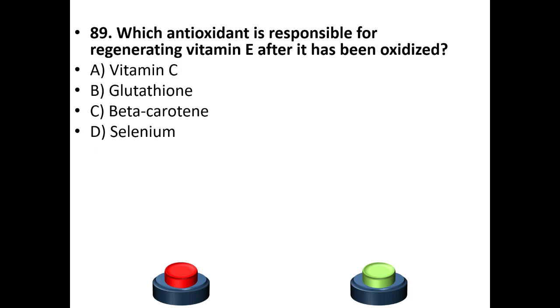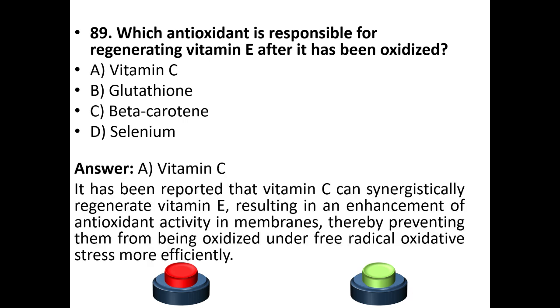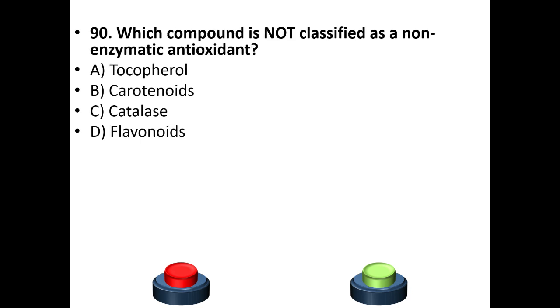89. Which antioxidant is responsible for regenerating vitamin E after it has been oxidized? Vitamin C, glutathione, beta-carotene, selenium. Which is the answer? Here answer is A. Vitamin C. It has been reported that vitamin C can synergistically regenerate vitamin E, resulting in an enhancement of antioxidant activity in membranes, thereby preventing them from being oxidized under free radical oxidative stress more efficiently.